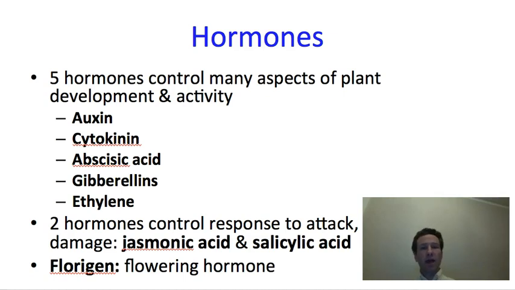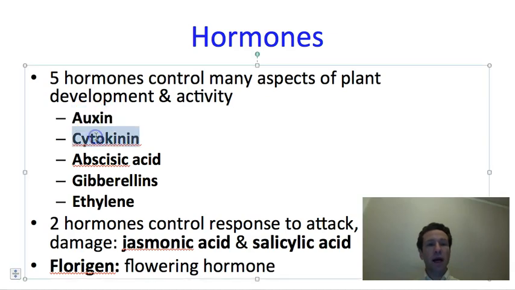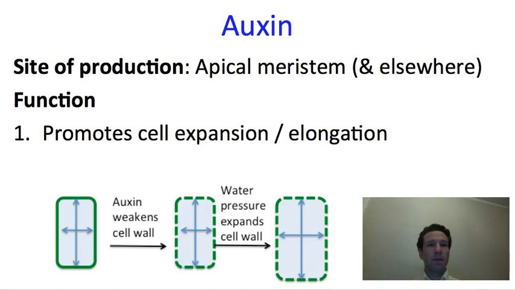There are several different plant hormones. There are 5 major hormones that we'll talk about in detail. And then there are 3 additional hormones that we'll talk about a little bit as time allows in other lectures. So let's focus right now on the 5 major hormones. These are auxin, cytokinin, abscisic acid, which we usually just call ABA for short, gibberellins, and ethylene. We'll talk about what each of those does. And we'll start with auxin.